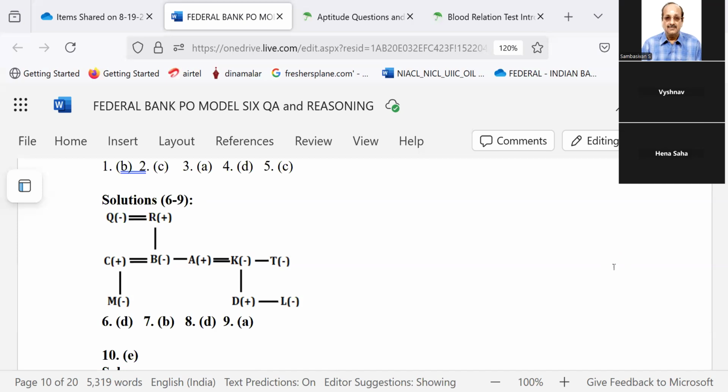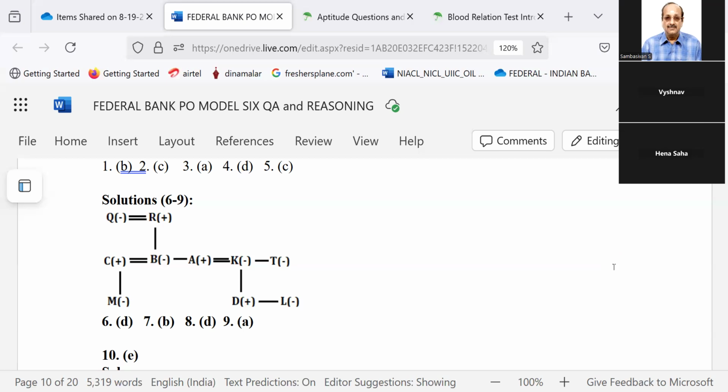Then, sorry. A is the brother-in-law of T who is unmarried. So T must be one and B must be another daughter. Then what is this K? D is the cousin of M. These two are cousins. Okay.